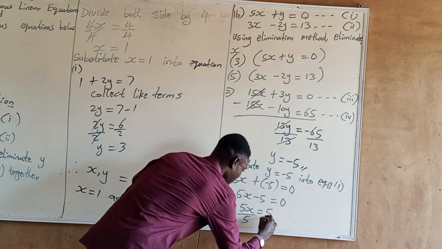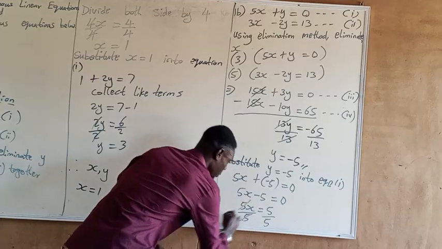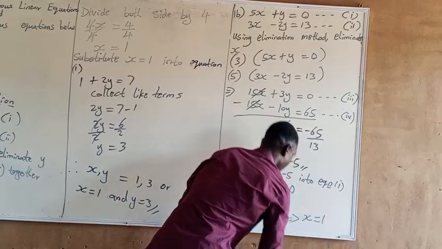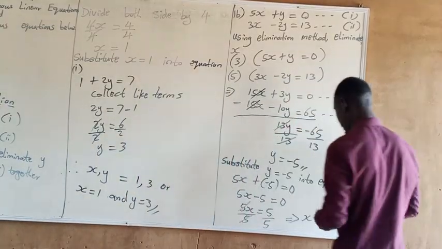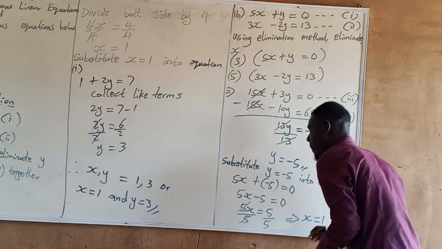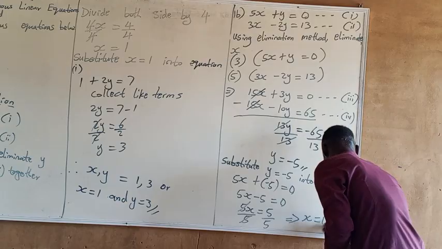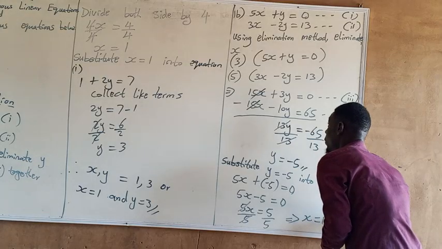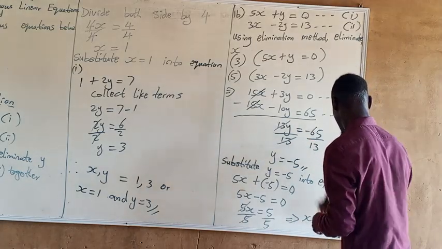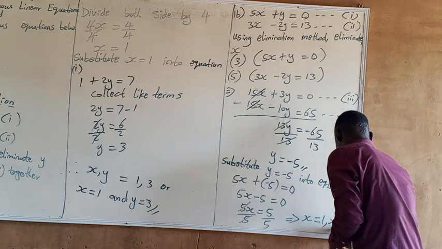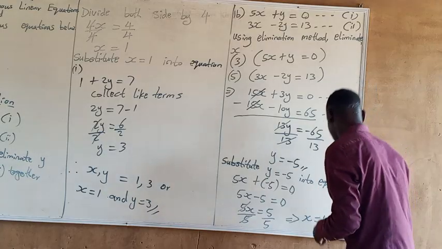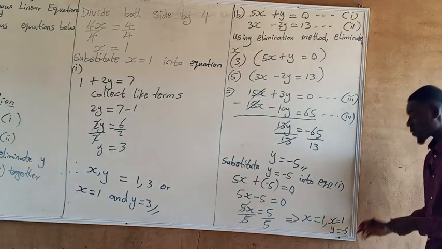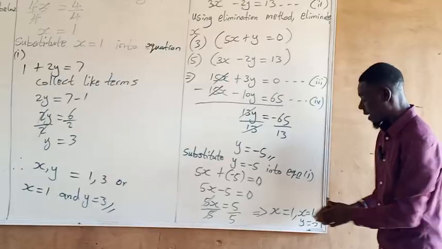Divide both sides by 5. This will cancel this. And we end up having, this implies that x is equal to 1. So we now finally say, our x is equal to 1, and our y is equal to minus 5. And this is where we have our final answer.